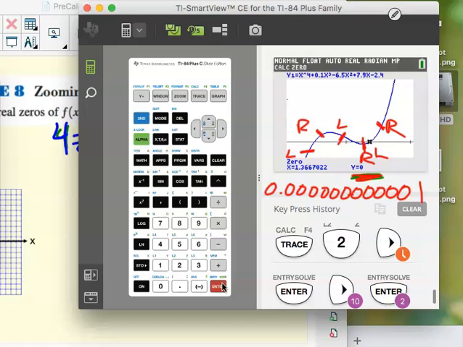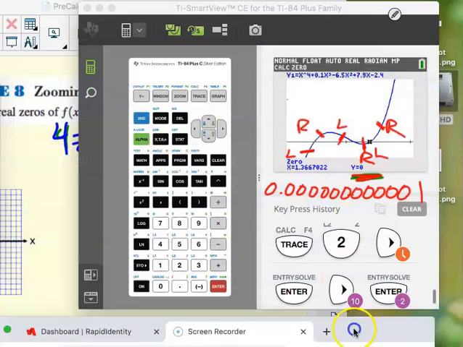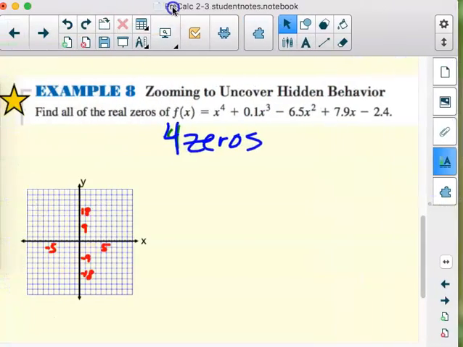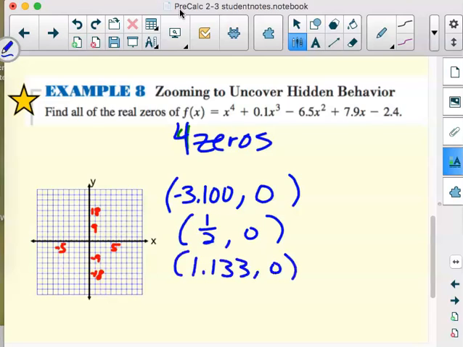So that one would be 1.3670. So let's go ahead and get that on here. So from left to right, we had one that would have rounded to negative 3.1000. Then we had 1/2, 0. The next one over was 1.1330. And then 1.3670.